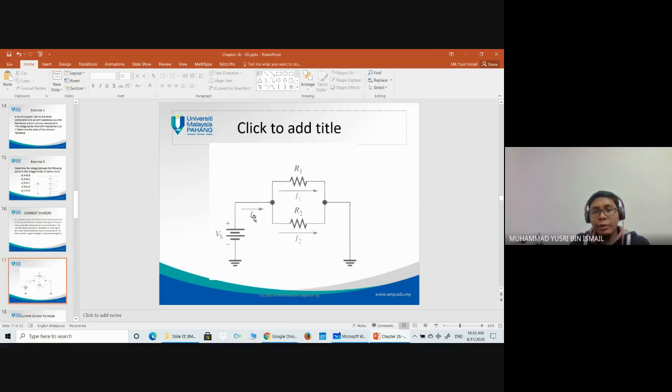When a current flows through a junction, the current will split. So the total current will split into two, which are I1 and I2. Here it is known as a current divider. But you must remember the current divider only works in a parallel circuit.